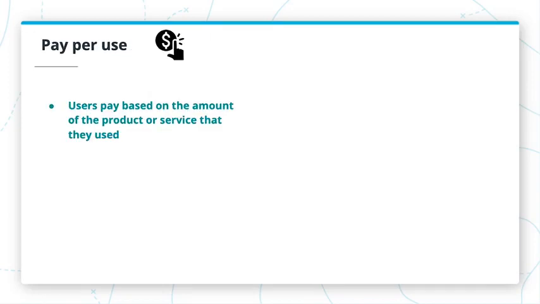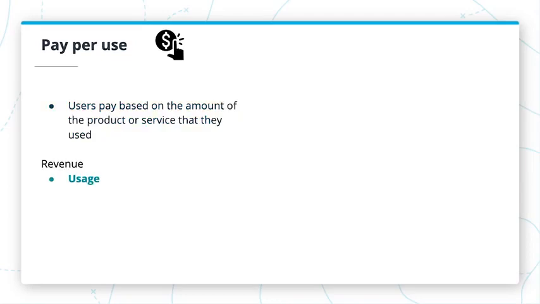Another model is pay per use. Each time that the user uses the product, they pay for the amount of the product or service that they use. Revenue is generated when people use your product. So the more your product is being used, the more revenue that you'll generate and earn. Examples include Uber, DoorDash, and Fandango.